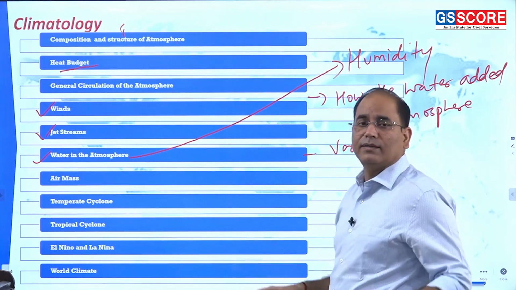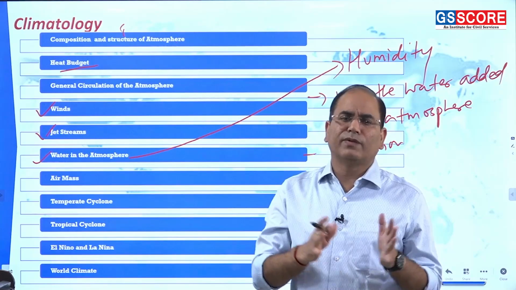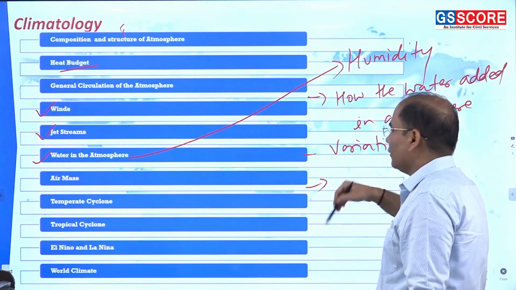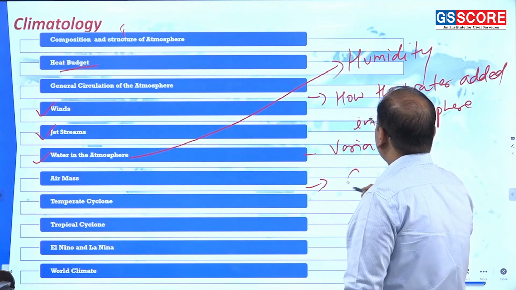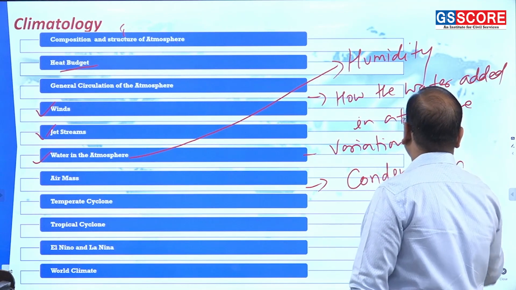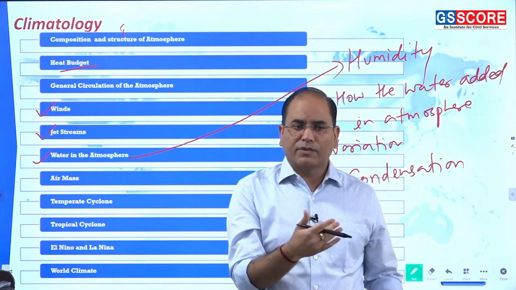So variation of the humidity will be horizontal variation and vertical variation. So there will be two different variations that you are supposed to study. Then the role of humidity related to phenomena of condensation, because the water will transform in different states.